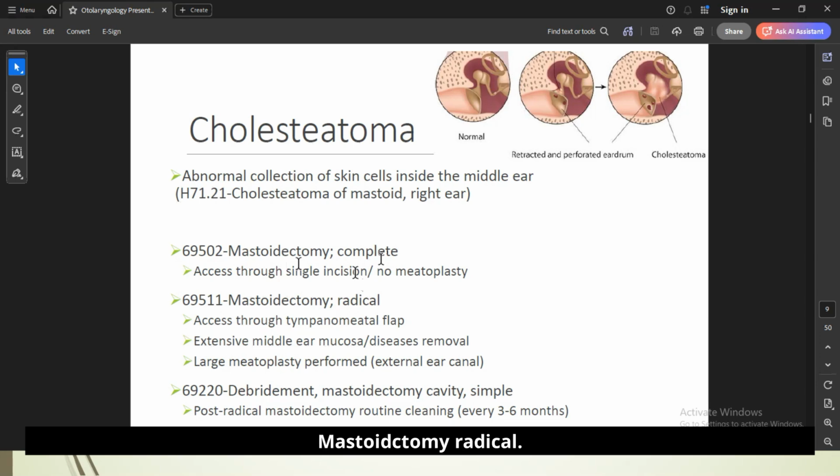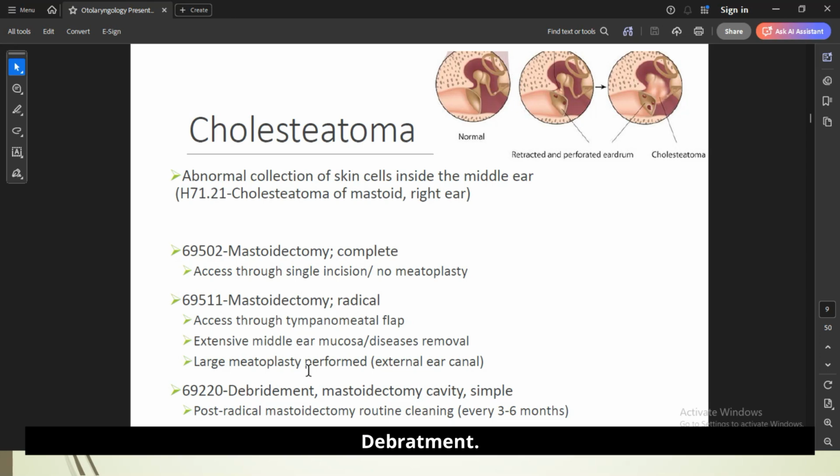69511, mastoidectomy radical. So the previous one is complete, only mastoid bone removal. Here in mastoidectomy radical, the surgeon will get the access through a tympanomeatal flap. Along with mastoid bone removal in 69511, the surgeon will remove the middle ear mucosa also. And also the surgeon will perform external meatoplasty or external ear canal repair. Plasty means repair here. So that time you will use 69511.